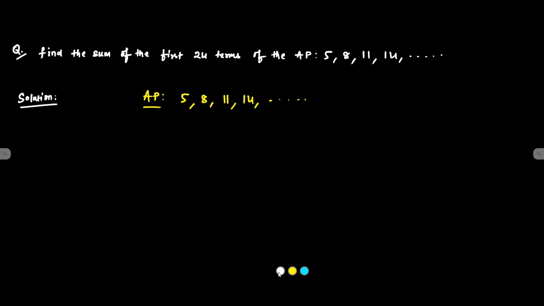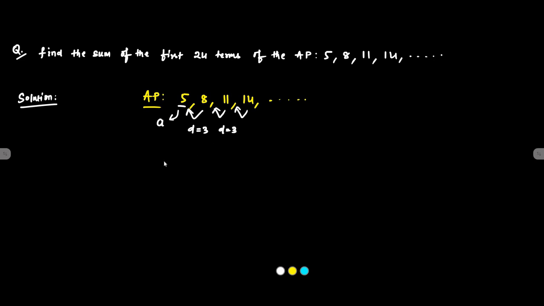So here this is the first term A, and the common difference is equal to how much? 8 minus 5, 3, 11 minus 8, 3. So the common difference is 3. Okay, 14 minus 11, again 3.